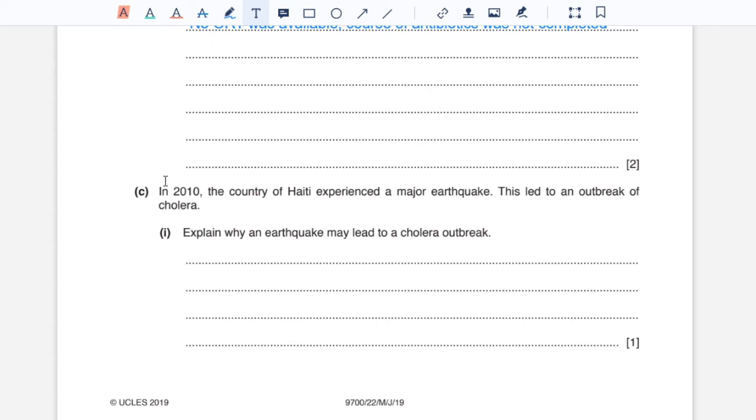And so you could write about how an earthquake is followed by a lack of bottled or safe drinking water. The earthquake might have damaged the water treatment plants, so the water could have been contaminated by the pathogen, or about how there is no safe disposal of sewage.